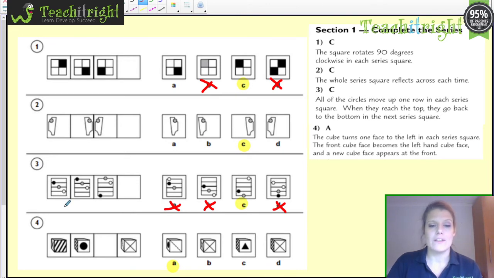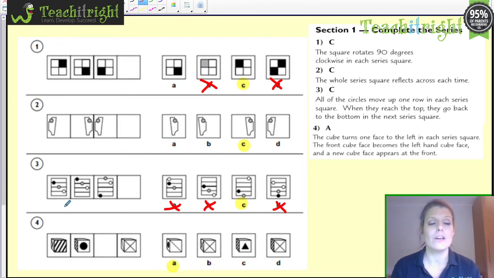Number 4, now this is a cube. The option is A here. This is because it turns one face to the left in each series square. So all that cube is doing, just looking to see if I have anything cube shaped to show you, the cube is just turning, rotating to the left in each series square. So the front cube face becomes the left-hand cube face, and a new one appears at the front.